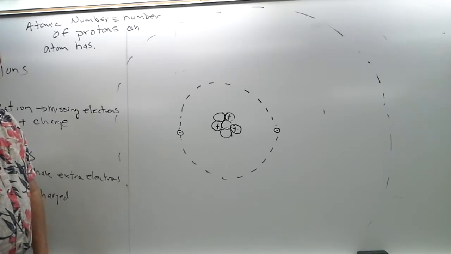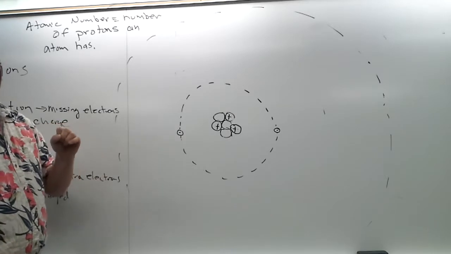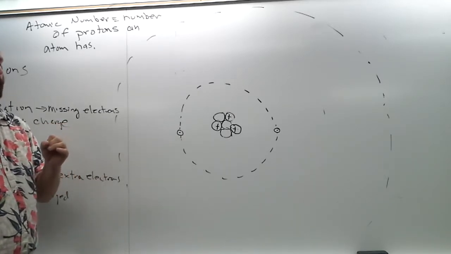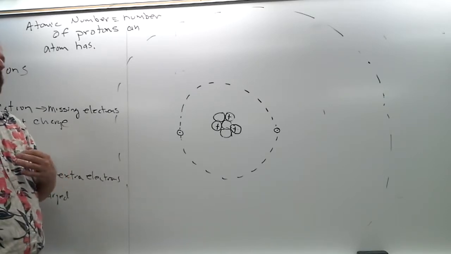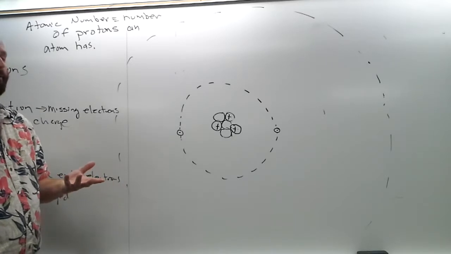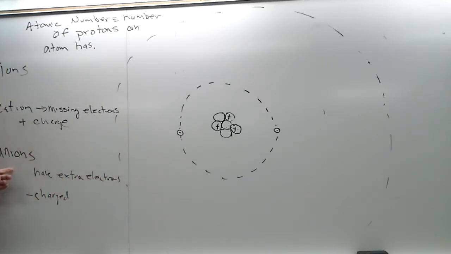Some atoms, it's more natural for them to want to steal an electron. Right? They have a property called electron affinity, and they just naturally want to grab electrons from their neighbors. And in that case, they have extra electrons, and they're negatively charged, and then you get an atom or an ion called an anion. Right?